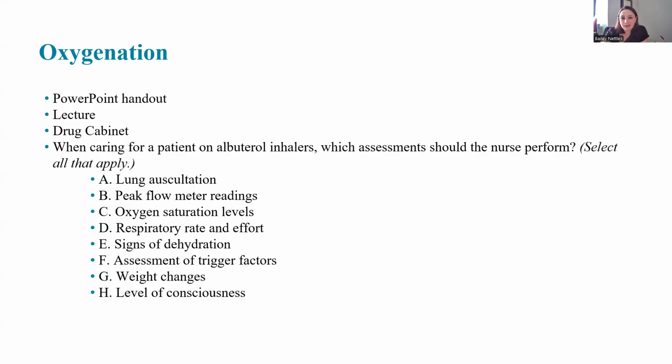No, I wouldn't do that either because, I mean, actually, yeah, let's do it, because if we don't, we want them to start having an asthma attack. So yeah, let's do it. Weight changes and level of consciousness. No. We know albuterol causes tachycardia, insomnia, increased alertness. We don't really need to monitor level of consciousness on this one because it doesn't cause drowsiness. Okay, we're not worried about them not waking up. So A, B, C, D, and F.